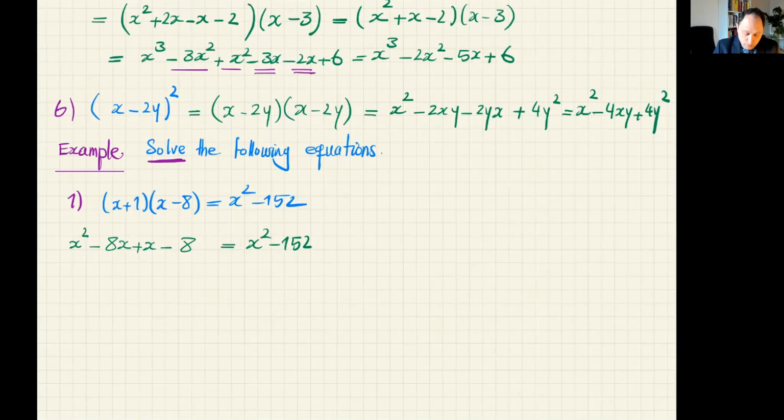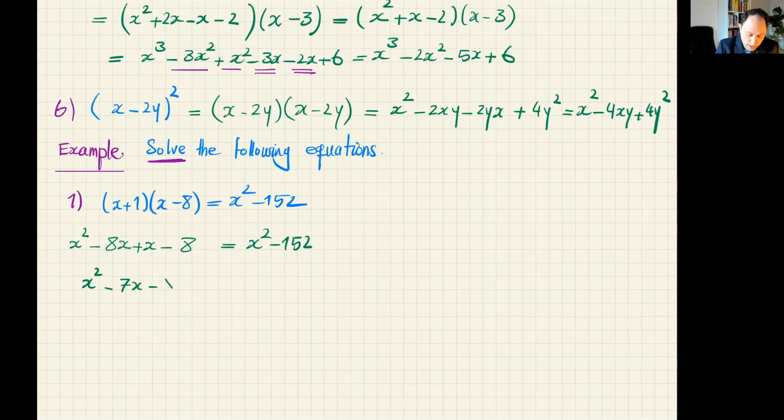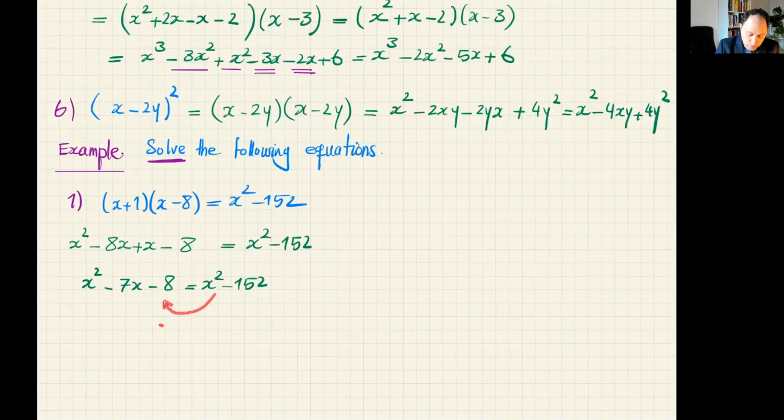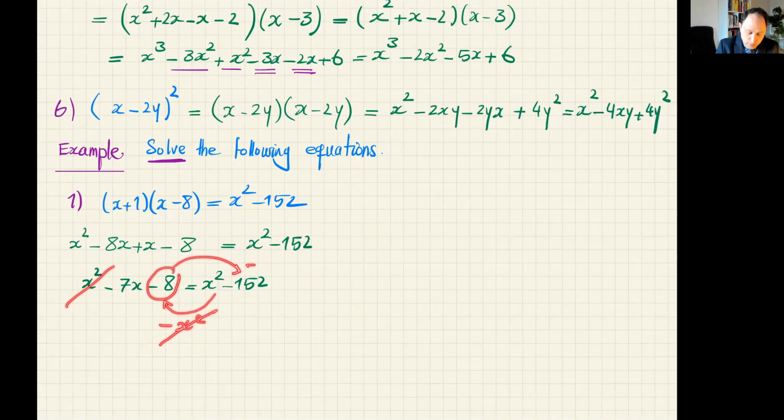Okay, so what I do, I simplify things. The left-hand side still can be simplified a little bit because I have two similar terms. Let me copy it and write it. It becomes minus 7x minus 8, and then I have x squared minus 152. So it is not hard to see that if I move x squared to the left, this becomes minus x squared, and this minus x squared and this one are similar and opposite, they will cancel out. And then I move this number to the right, it becomes positive 8.